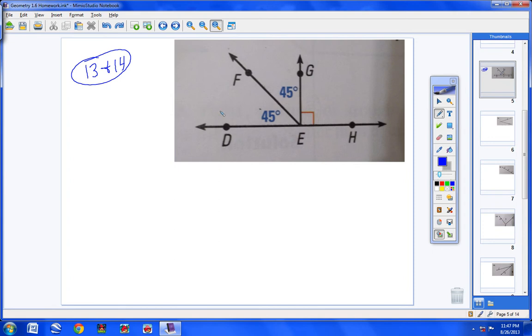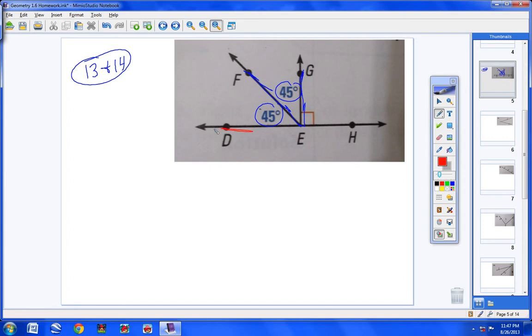They want to know, is angle DEF, and I've just highlighted it in blue, 45 degrees, okay? Is angle DEF congruent to angle FEG? So here's F right here, and then here's E, and then G. Yes, they're both 45 degrees. I'm going to highlight the one in red.